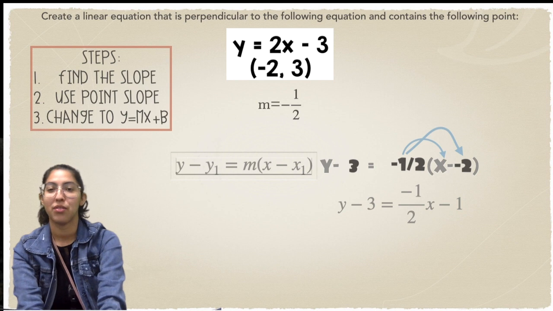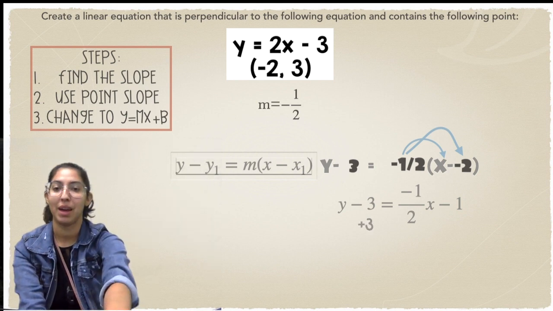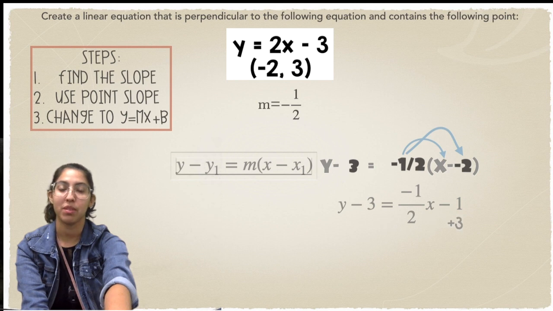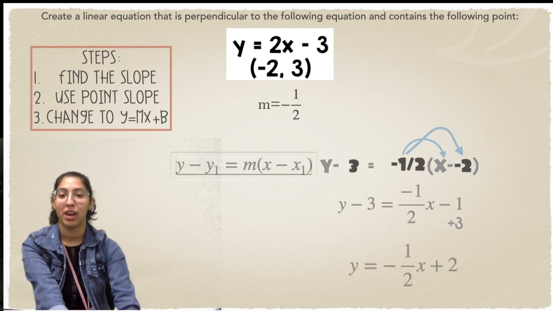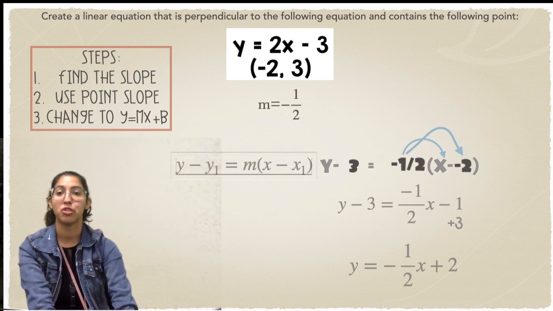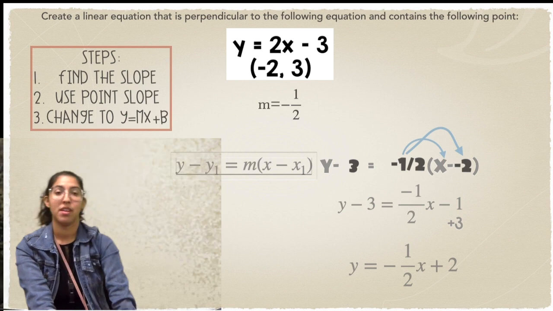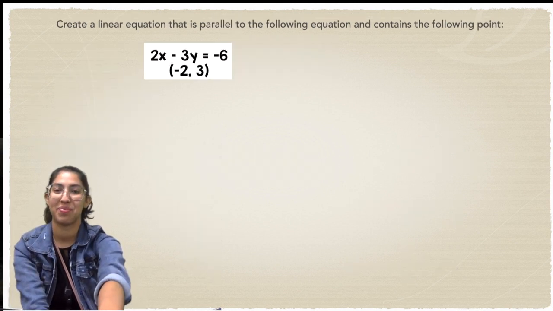So we want to isolate for y. We are going to move that negative 3 to the other side by adding 3. It only goes to like terms. So y equals negative 1/2 x plus 2 would be perpendicular to the line y equals 2x minus 3. Whew, that's a lot. Okay, so next one.